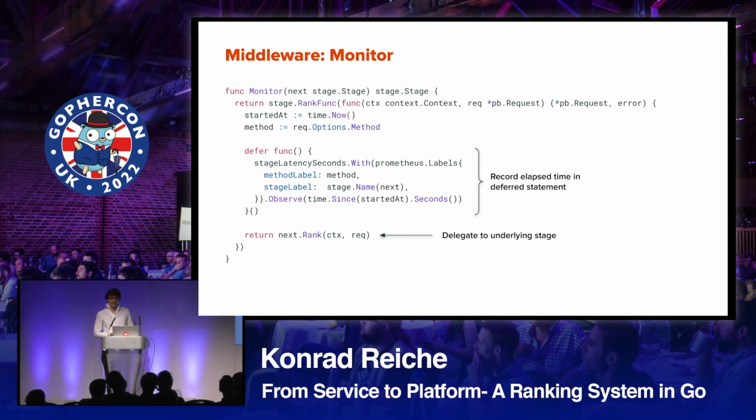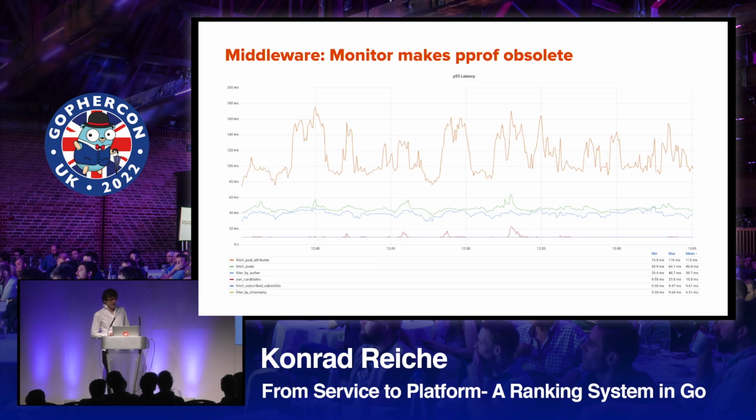For us, it meant that the profiler became obsolete, because we're able to see which part of the pipeline takes the longest. So we are able, while the code is running in production, to see what stage we should focus on next to optimize in order to improve the overall latency.